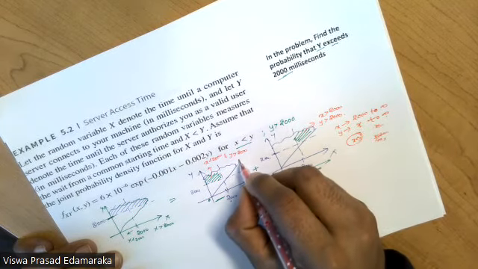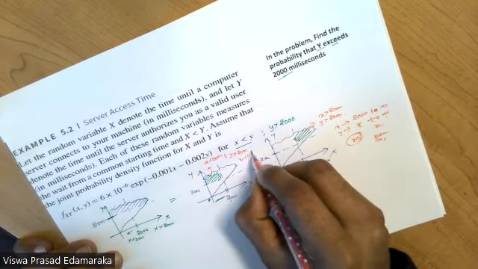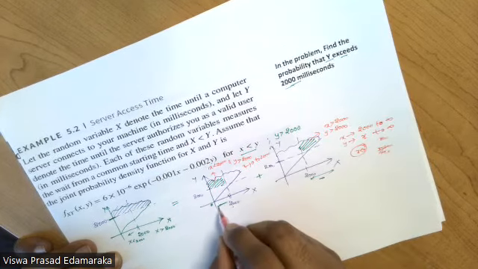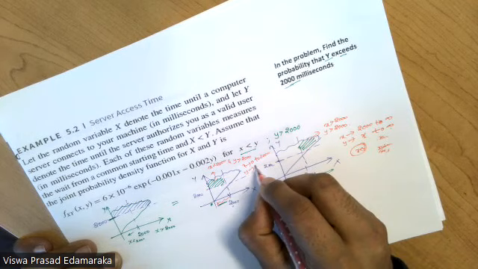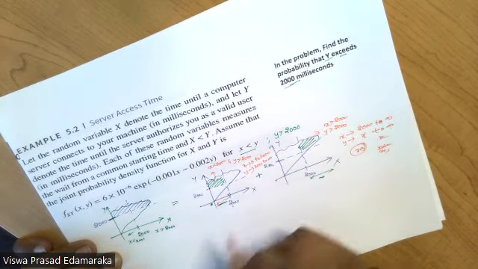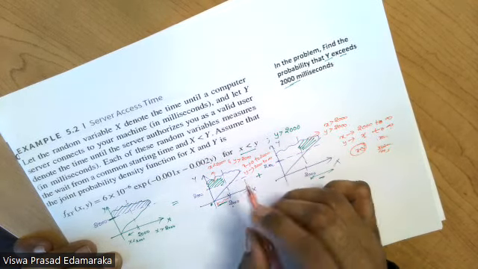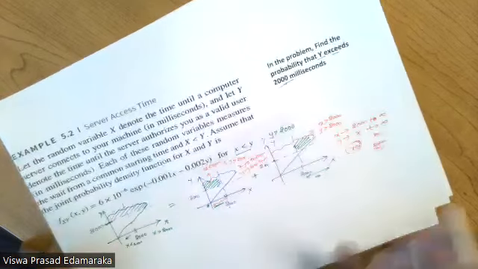And here the limits are x is from 0 to 2000, as we can see in this part, and y is also from 2000 to infinity. So there is no restriction here for x and y.